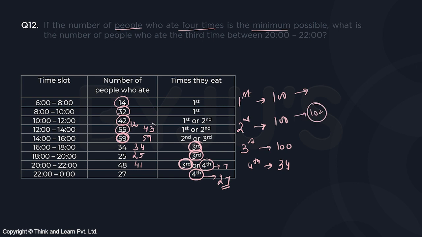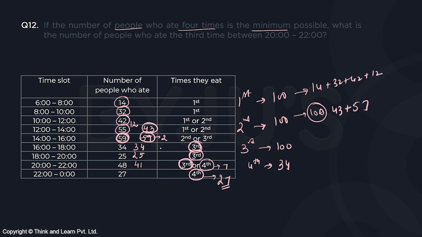So if I take 43 people here eating for the second time and 59 here eating for the second time, that is making the total as 102. But I can't have a total of more than 100. That means people eating for the third time, there must be at least 2 here as well, so that I have 57 people eating for the second time. 43 plus 57, that is 100. This is 14 plus 32 plus 42 plus 12 as 100.